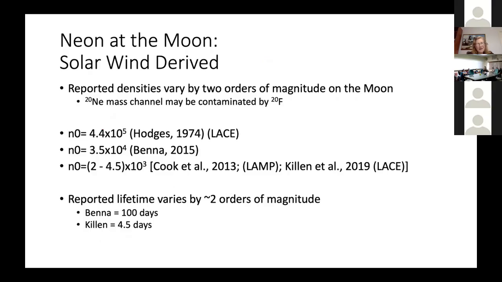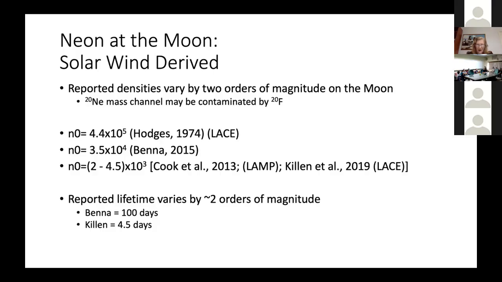So neon is an interesting story. There was an instrument, a mass spec placed on the moon by Apollo 17, and it was called LACE. And Hodges published that the neon surface density was 4.4 times 10 to the 5. Then in 2015, Benna published that neon density is 3.5 times 10 to the 4. And then in 2013, Cook et al., and that was based on LAMP on LRO, and it was another order of magnitude down.